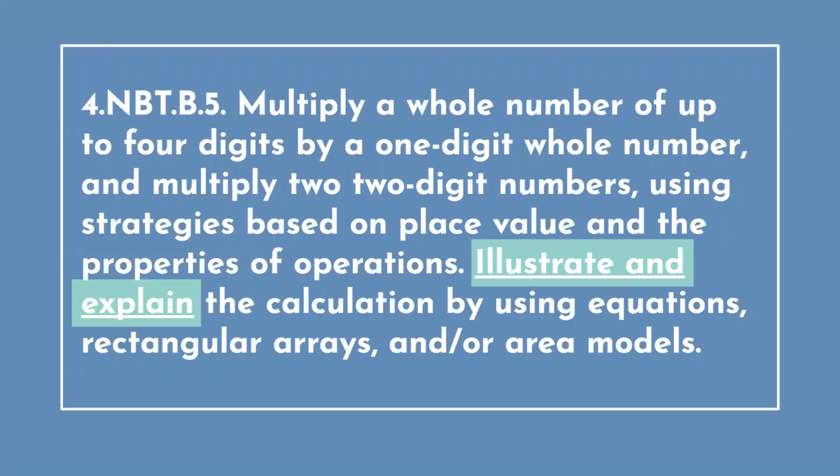In fact, some of the standards state this specifically, like we see in this 4th grade standard. Multiply a whole number of up to 4 digits by a 1-digit whole number, and multiply 2 2-digit numbers using strategies based on place value and the properties of operations. Illustrate and explain the calculation by using equations, rectangular arrays, and/or area models. And a reminder here, I don't expect you to read every standard or have them memorized. However, if you do decide to skim through them, you'll notice this strategy embedded in the learning progression. Frequently, students are asked to explain.